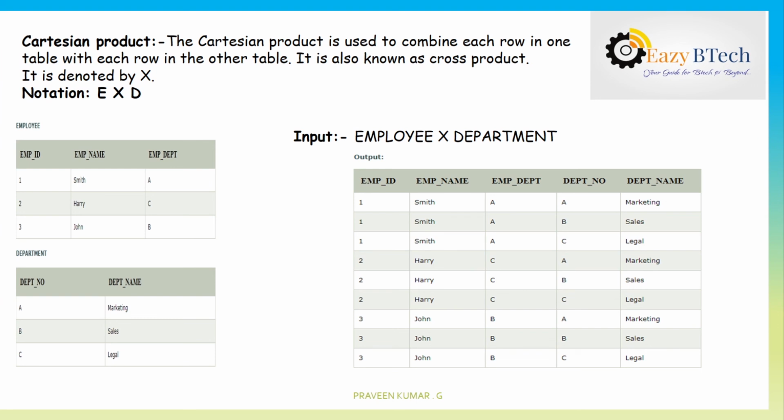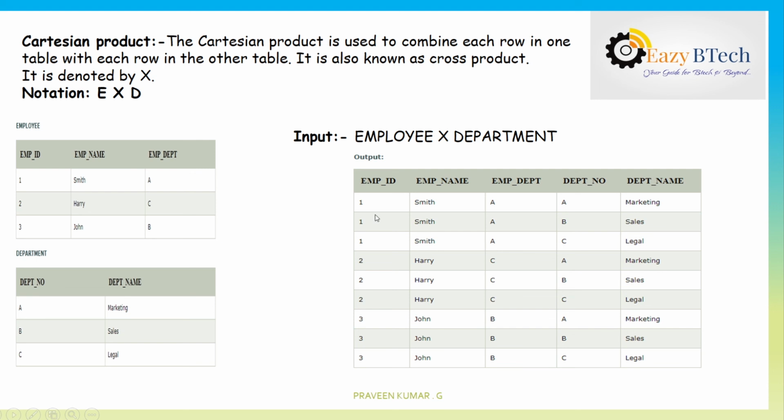Next, Cartesian product. The last one is the Cartesian product. What is the Cartesian product? The Cartesian product is used to combine each row in one table with each row in the other table. We have two tables, an employee table and a department table. In the employee table, we have employee ID, employee name and employee department. In the department table, we have department number and department name. When we perform a Cartesian product, we get the total number of attributes: here we have 3 and 2, so in the output we get 5 attributes.